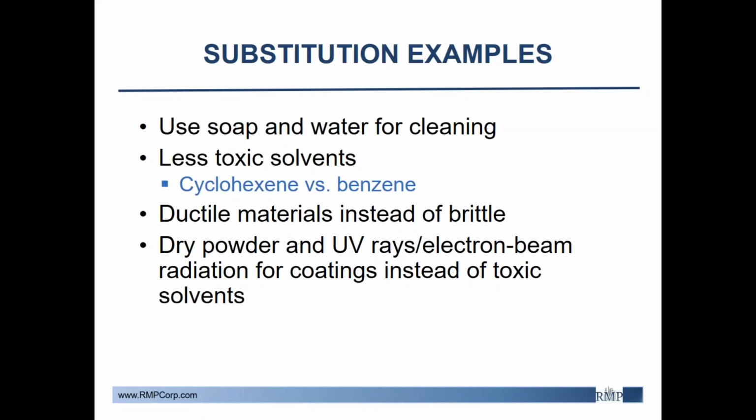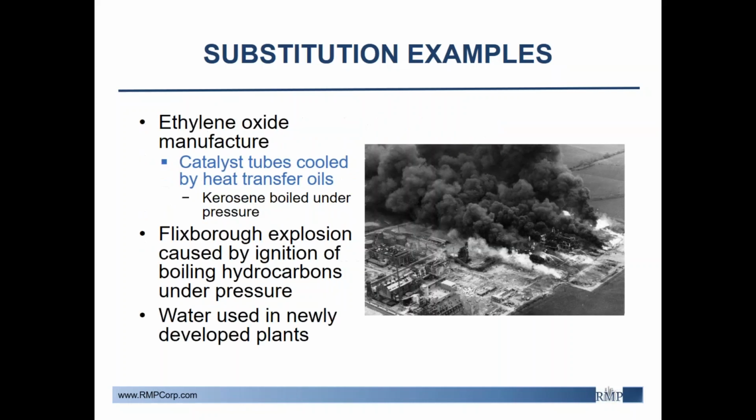For example, many plants use simple soap and water for cleaning, as opposed to using toxic or flammable solvents. Ductile materials should be emphasized over brittle ones, because brittle breakage is often much more dangerous and sudden than ductile materials. Toxic solvents can be used in material coating processes. So to be inherently safer, maybe using dry powders with UV rays and electron beam radiation might be a more safe way to manufacture the coatings.